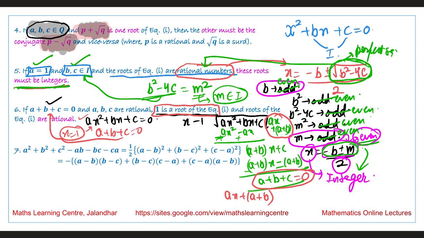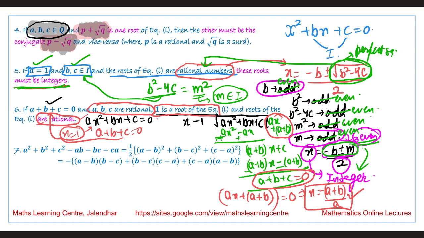We are not saying this is the root, this is the factor we are saying. So if this factor is equal to 0, this implies that the value of x we have is minus of b divided by a. So clearly, given that a, b, c are rational numbers, minus b by a is also a rational number. So we are saying the roots of this equation are rational.